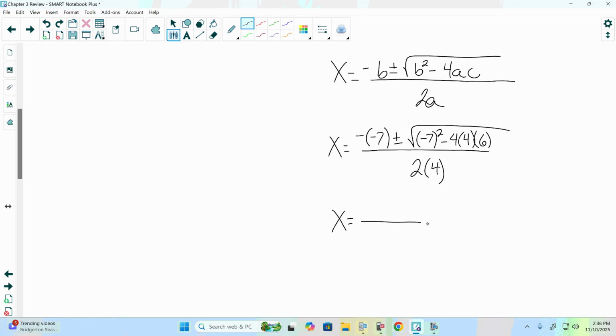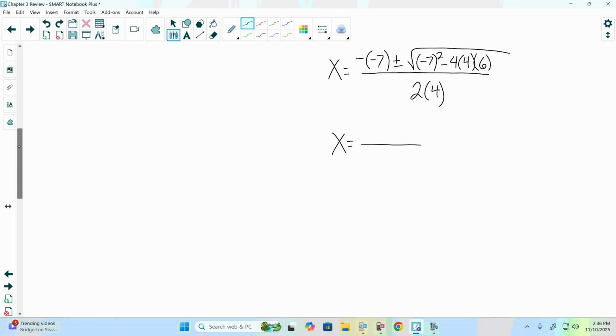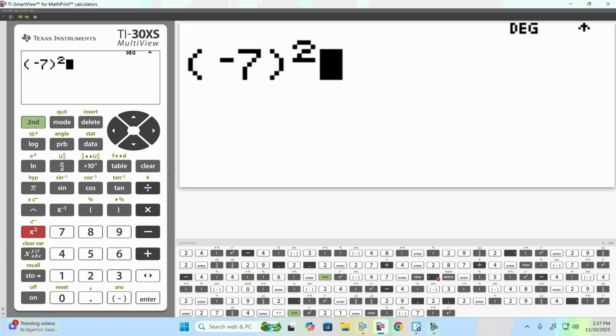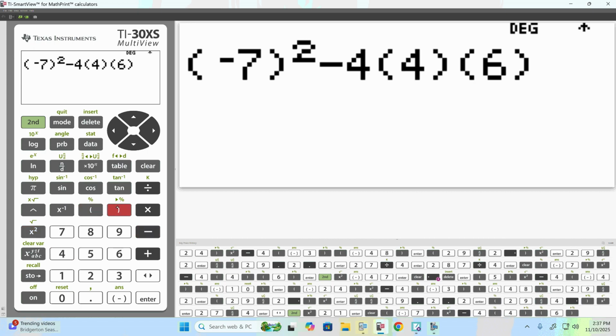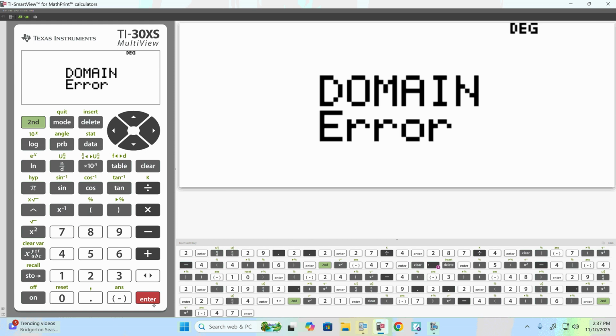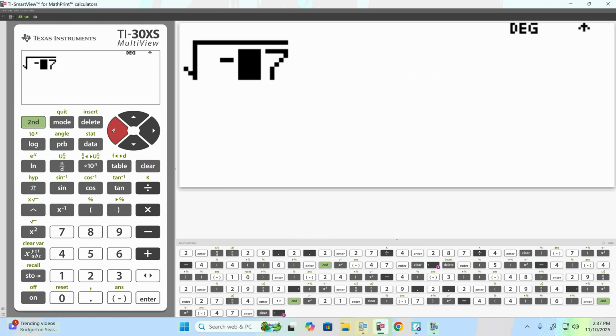Now our negative 7, negative and negative make a positive, so just 7. On bottom, 2 times 4 is 8. Now I wouldn't put the radical, but I would put everything inside the radical into the calculator. Telling us that we have negative 7 squared minus 4 times 4 times 6, which is negative 47. Now, if we had typed the square root with it, the calculator will tell us error, I can't take the square root of negative 47.